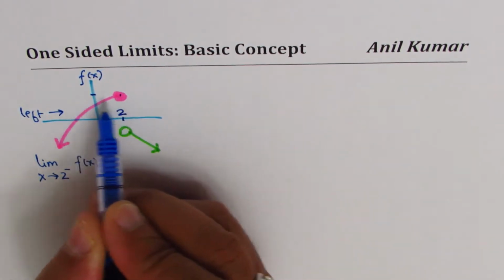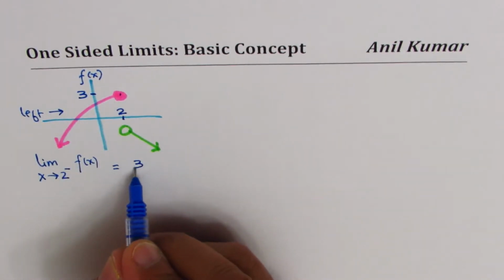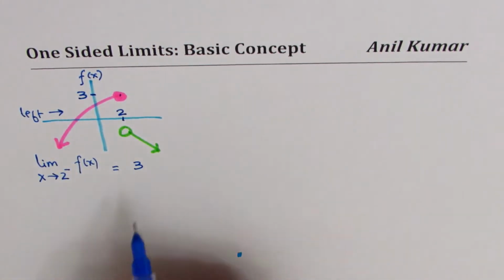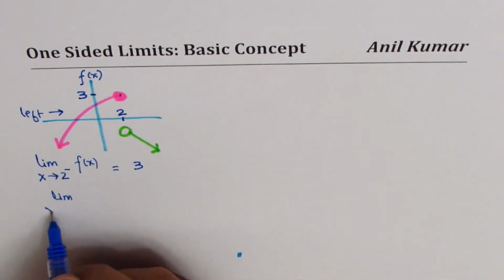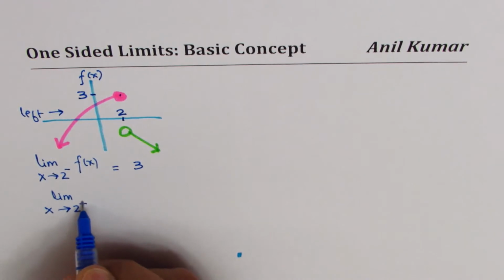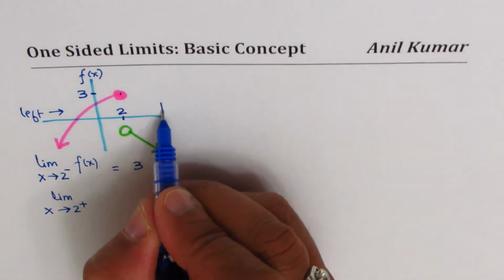Let's say this value which you are approaching is 3. Then the answer will be 3. Is that okay? I could have asked a different question. What is the limit of this function when x approaches 2 from the right side? And that right side is indicated by a plus sign. So this is your right side.